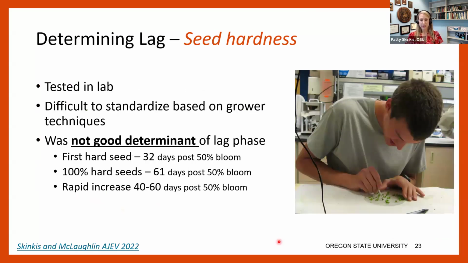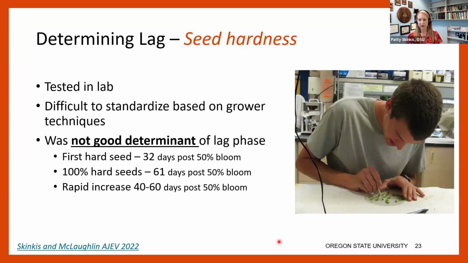Now we did test seed hardness in the lab, in part because a lot of growers had said that they would determine when lag phase occurred by testing for hard seeds. And when I would ask about how they did this, it ranged from somebody just trying to use their thumbnail to bust a seed, to using a jackknife. And I would ask, so how many did you do? A range of 1 to like only a handful.